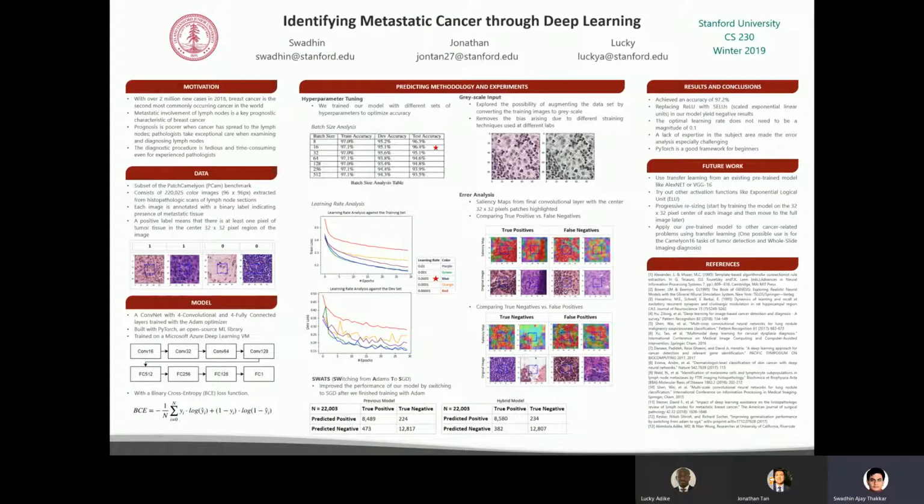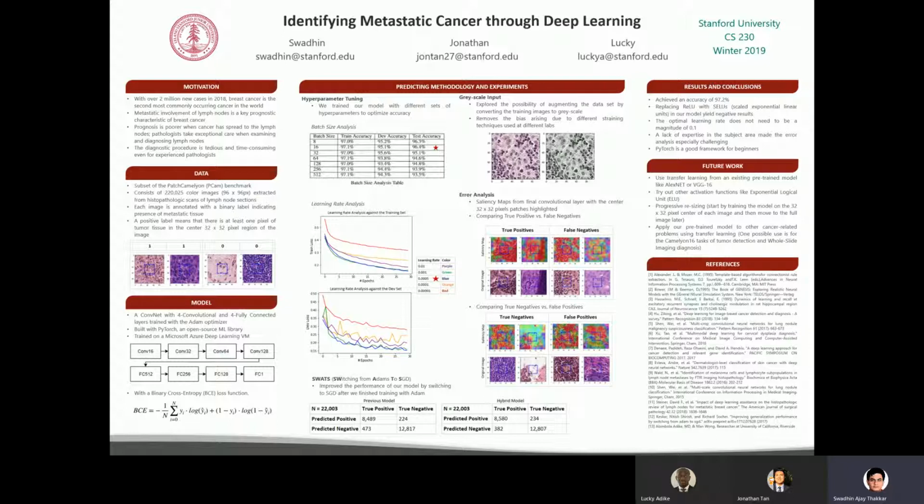Our project name is Identifying Metastatic Cancer Through Deep Learning. For this project, we have taken the case of metastatic cancer for breast, and it's a very common cancer throughout the world with 2 million cases last year.